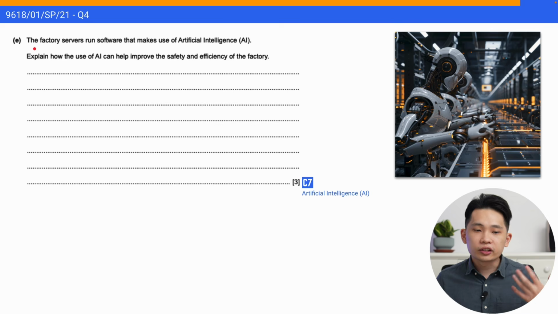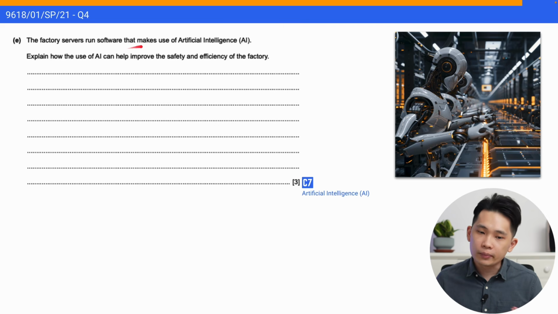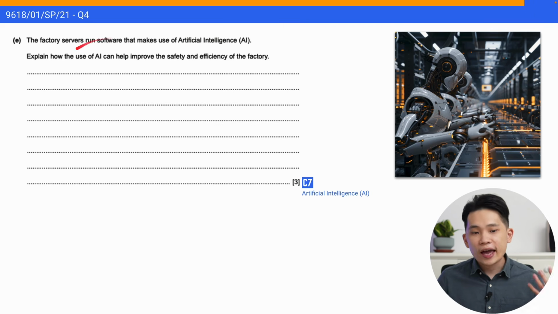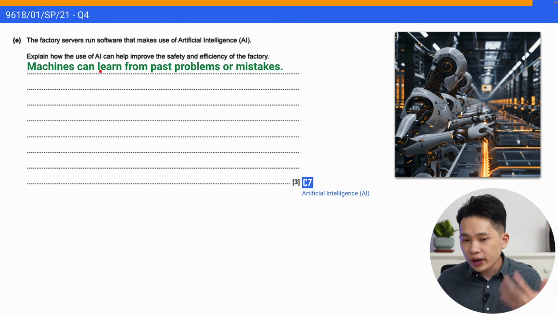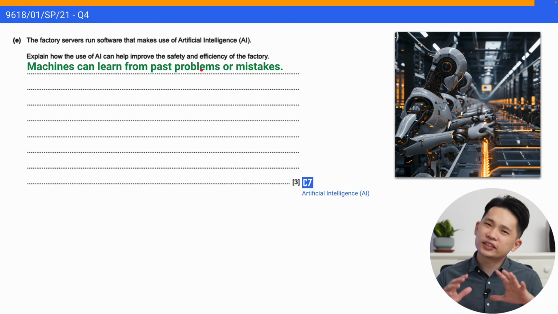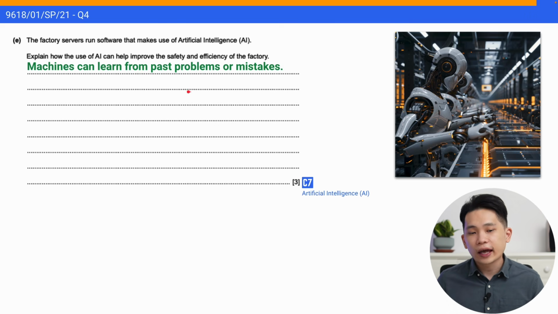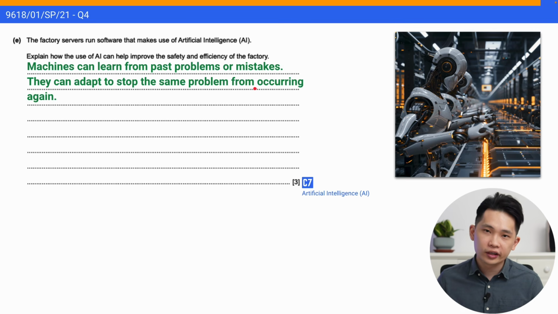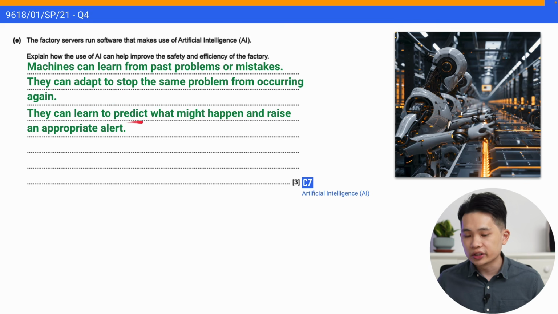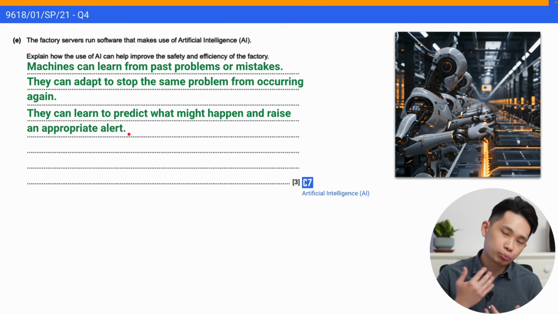For E, the factory servers run software that makes use of artificial intelligence. Explain how the use of AI can help improve the safety and efficiency of the factory. So first of all, we can write machines can learn from past problems or mistakes. This is the typical usage of AI. And next, they can adapt to stop the same problem from occurring again. So this is like a preventive action. Finally, they can learn to predict what might happen and raise an appropriate alert. So this is like a predictive action.